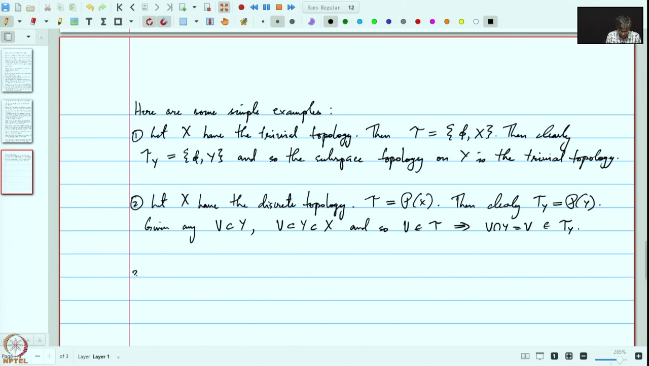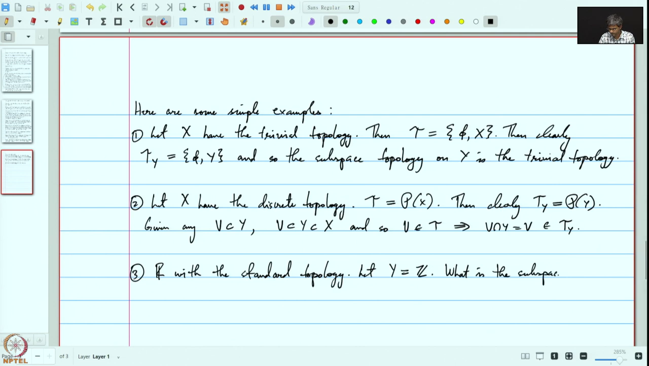Let's take a third example. Let's take R with the standard topology. Let this be X, and let Y be the subspace Z. So the question is, what is the subspace topology on Y? We claim that the subspace topology on Y is equal to the discrete topology.